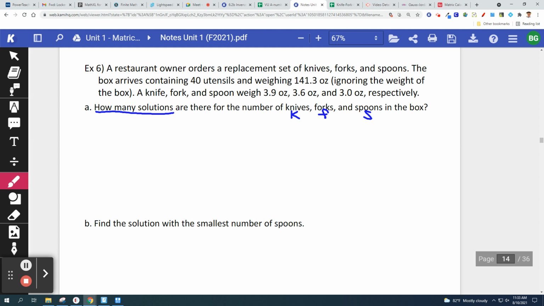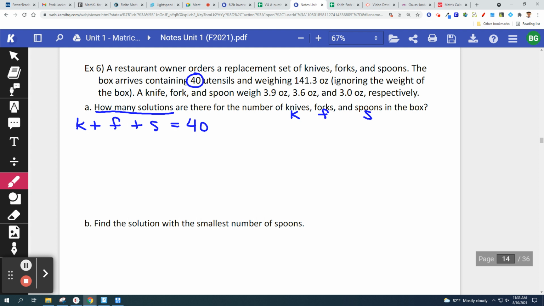When I read this, a box arrives containing 40 utensils, you should recognize a number like that as a total. That's the total number of knives, forks, and spoons. And so that's an equation: the number of knives plus the number of forks plus the number of spoons is 40. That's one of my equations.